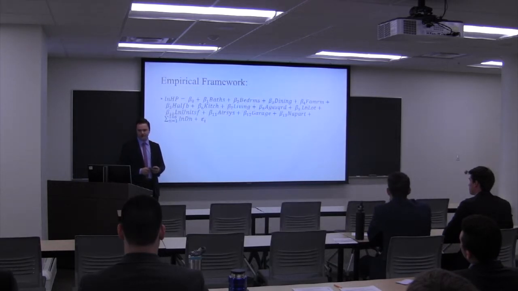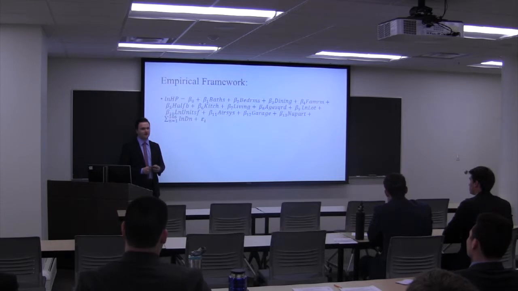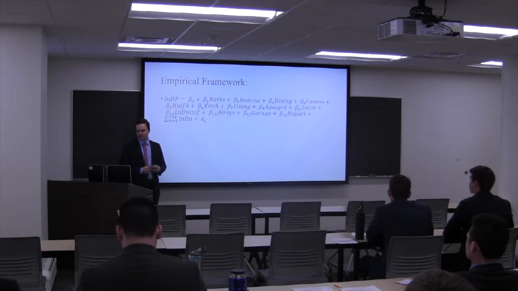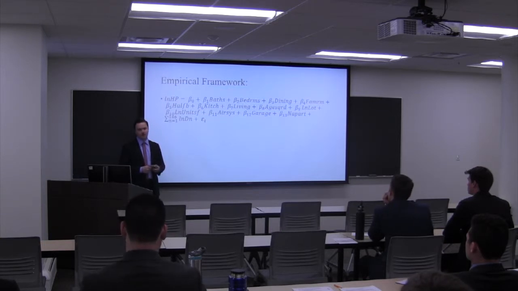So here's my empirical framework. This is my functional form. I'm attempting to estimate housing price as a function of bathrooms, bedrooms, dining rooms, family rooms, half bathrooms, kitchens, living rooms, H squared, the natural log of lot size, the natural log of unit square footage, air systems, which is like air conditioning, which is a dummy variable, garage, which is a dummy variable, and nearby apartment housing, which is a dummy variable.